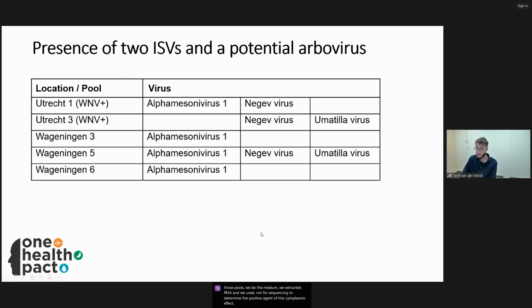What we found is that at both locations, we found a set of 3 viruses, which were alpha-mesonivirus 1 and negavirus, which from literature were 2 insect-specific viruses, but also umatillivirus, which is a virus that not only has been found in mosquitoes, but also in dead birds in the United States and also in Germany. So this seems to be an arbovirus, for which we actually know very little, and it would be very interesting to study this arbovirus more in the future.